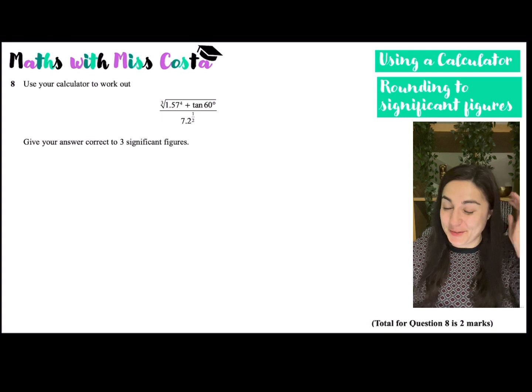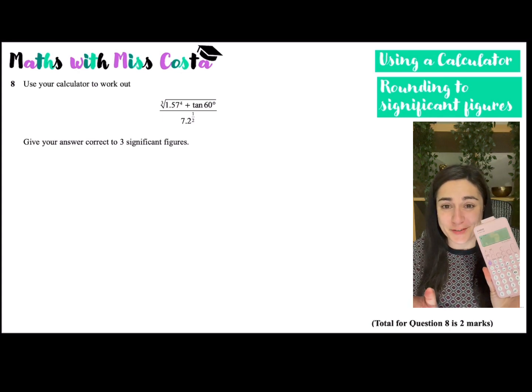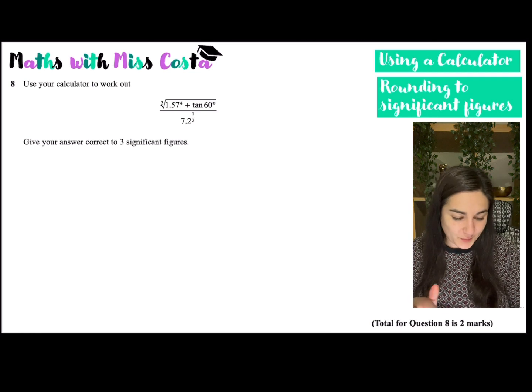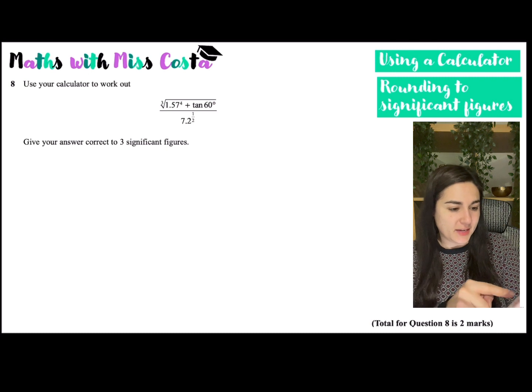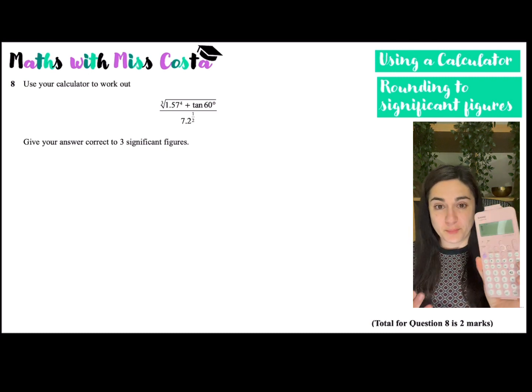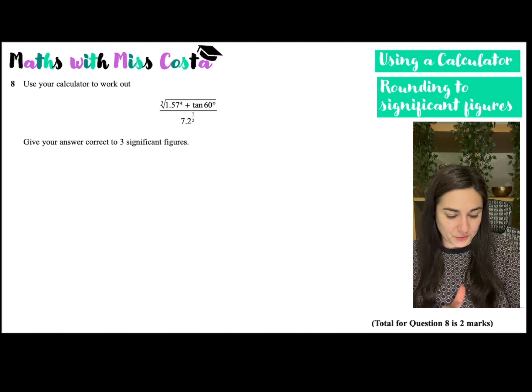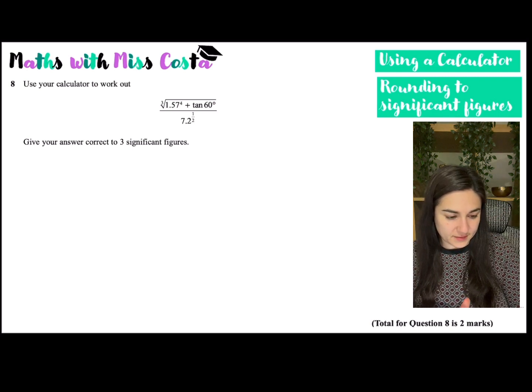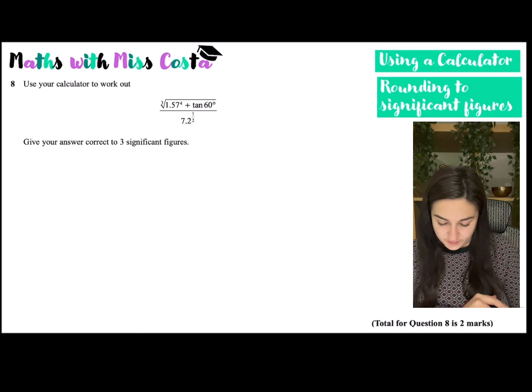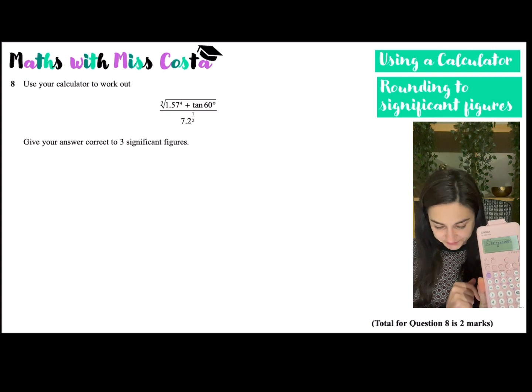So this question is about using a calculator. Now the annoying thing is that everyone has a different kind of calculator, but if you have one like this, what you do is you open up your fraction button over here. Okay, so then you can input everything bit by bit. So you put the cubed root, which you press shift and then the cubed root, and then you'd input 1.57 to the power of 4 plus tan 60, and then you close the brackets so it looks like that.